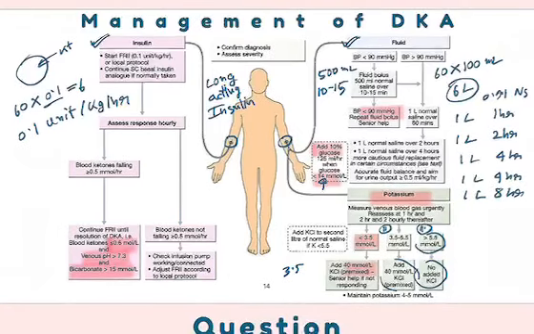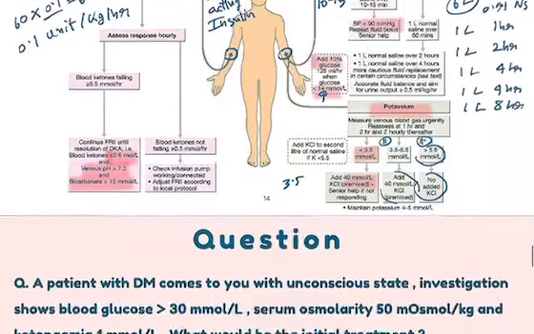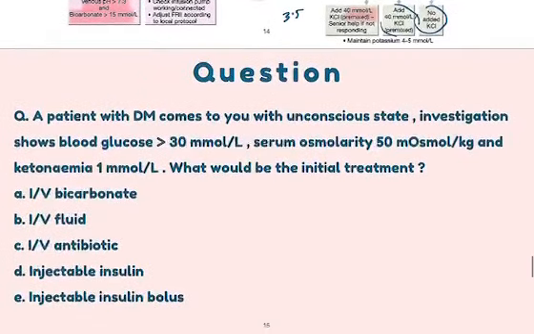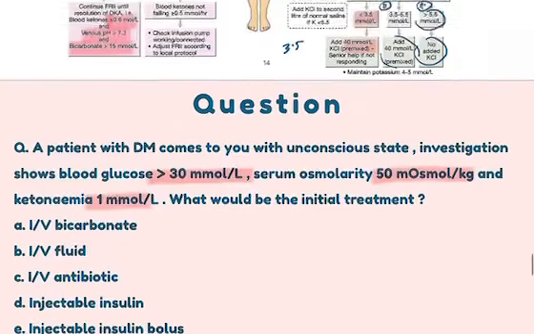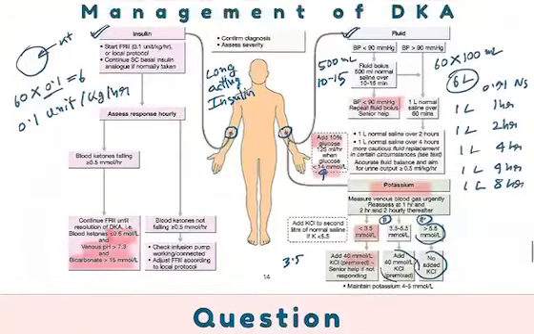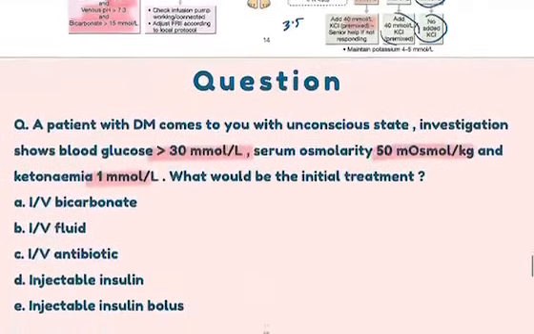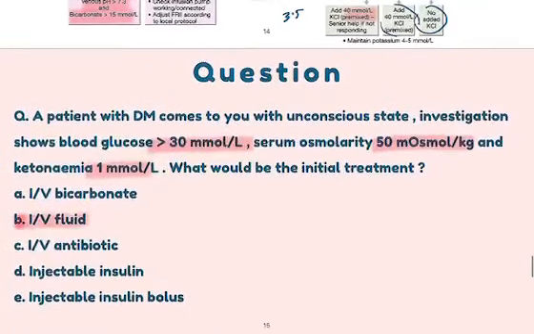After learning about the management of DKA, let us solve a question. A patient with diabetes mellitus comes to you in an unconscious state. Investigation shows blood glucose level is more than 30 millimole per liter, serum osmolarity is 50 milliosmol per kg, and the ketonemia is 1 millimole per liter. What would be the initial treatment? As you have learned, the first duty of your management is the correction of fluid. So, the correct answer should be IV fluid.